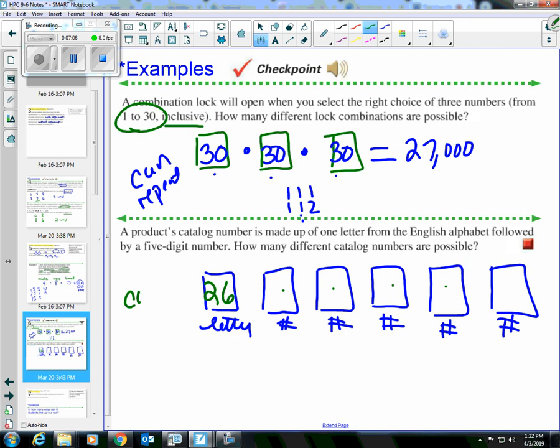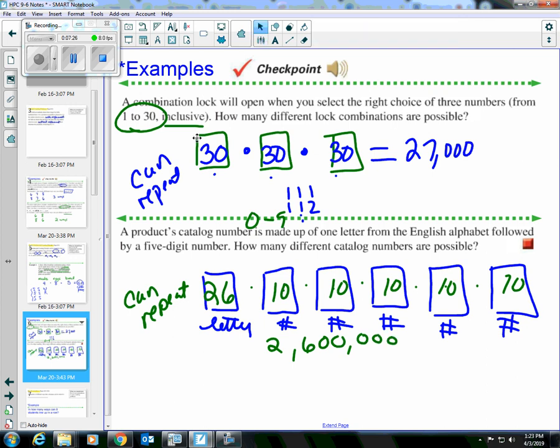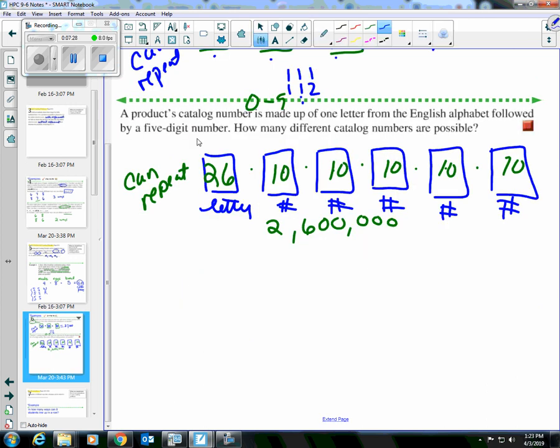Probably. So we'll talk about if it can repeat. How many choices do you have for each digit? Well, you have the digits 0 through 9, which would be 10 total. So I would have 10 options for each one. The counting principle would say then I would multiply that together to find my options, which ends up to be 2,600,000.